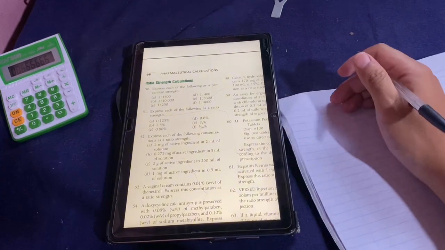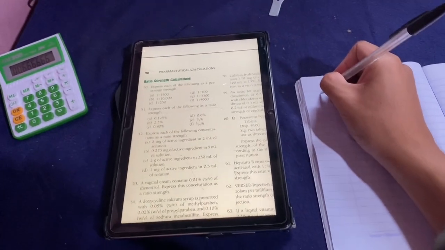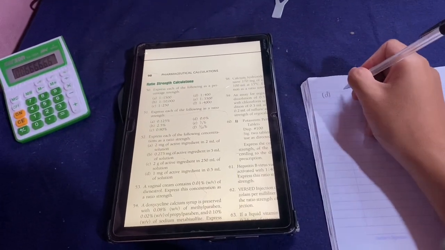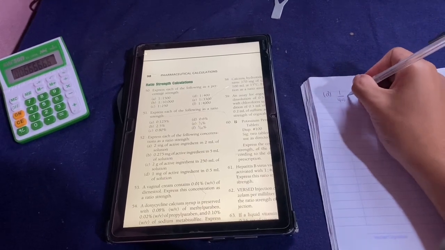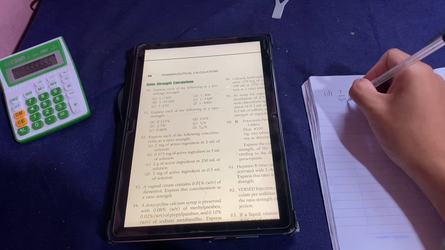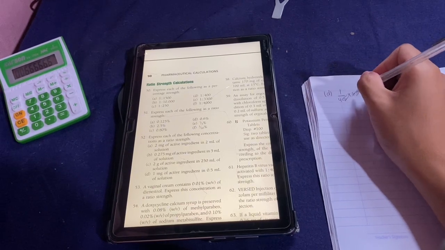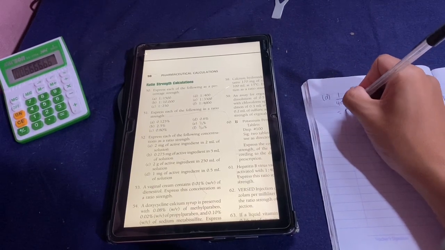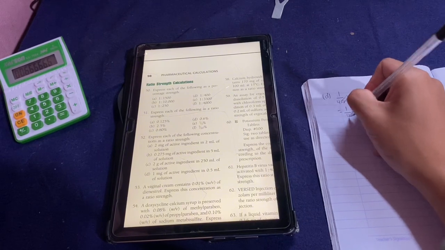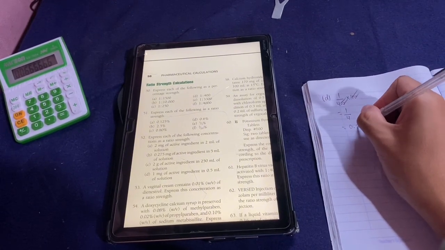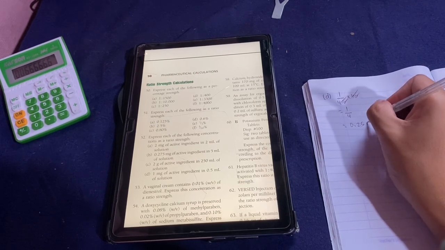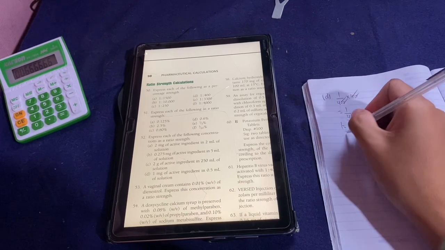So sa D naman, this is D. Sabi nga 1 over 400. So times 100. Ang 0 will be cancelled out to 0, 0 with 0. Then we're left with 1/4 or 1 over 4, which is equal to how much, guys? Alam nyo yan? 0.25. Then unit is percentage. So that's the answer for D.